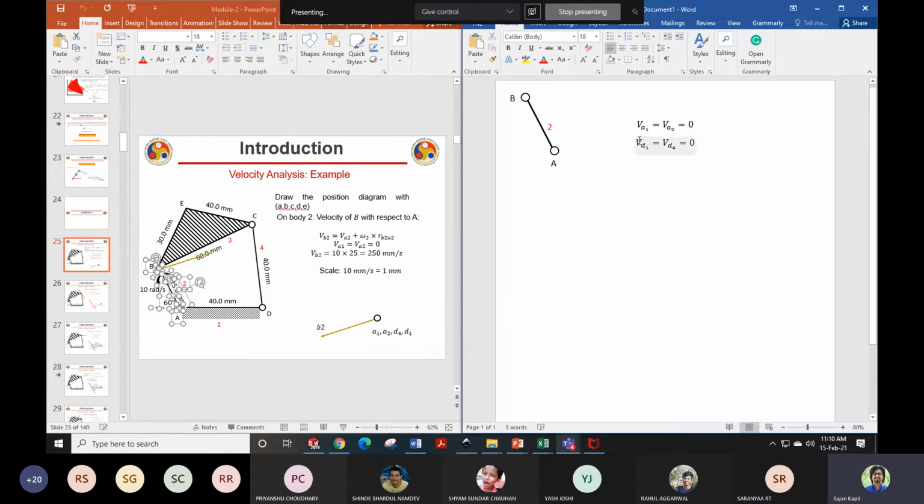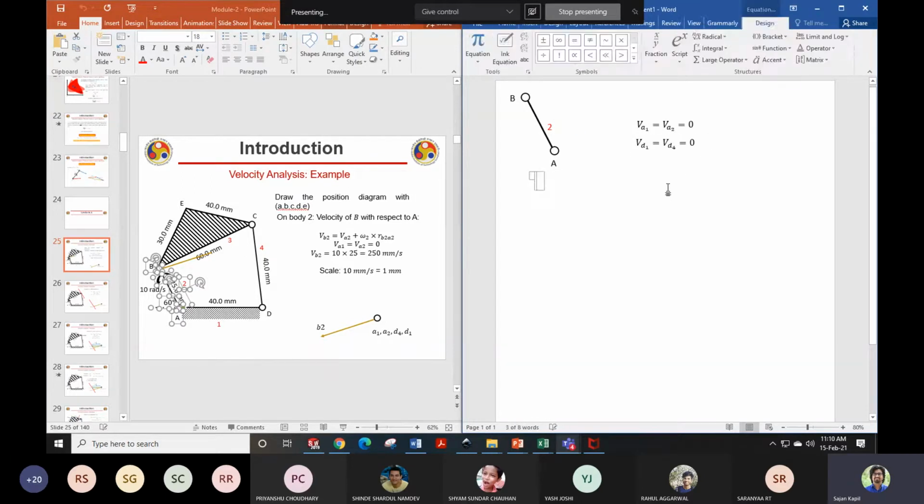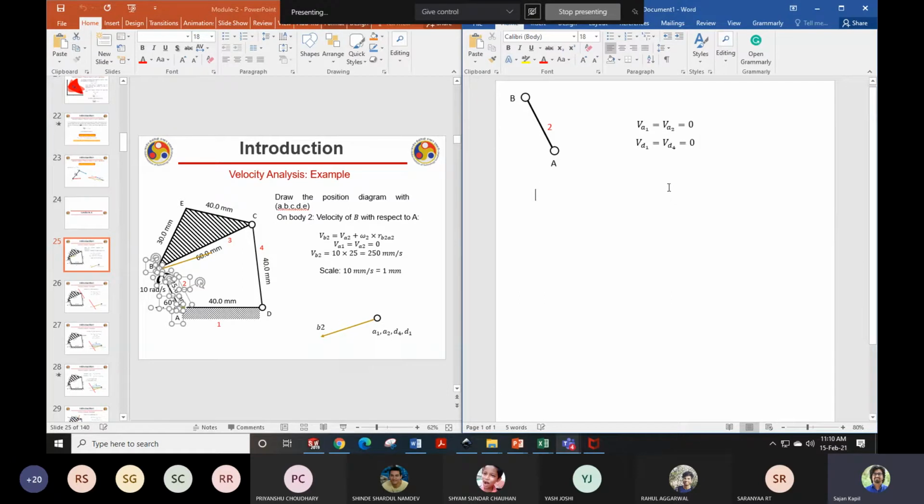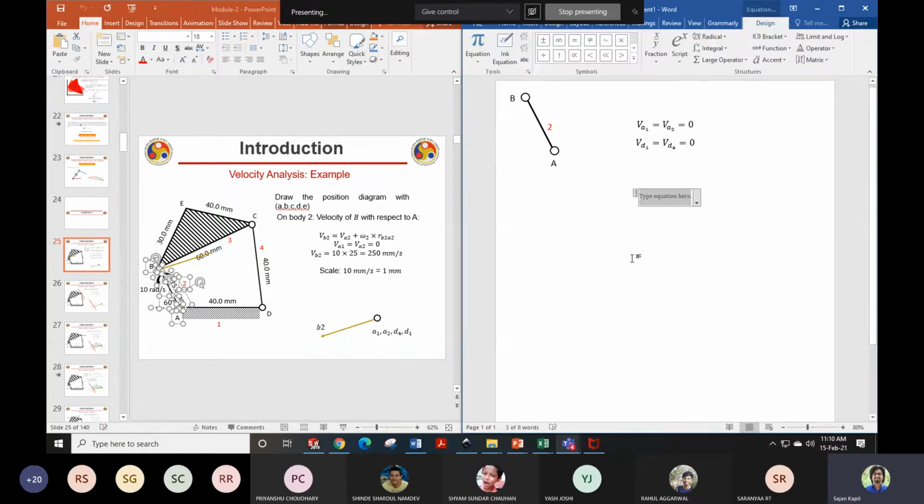Let us write the velocity equation for this particular rigid body. You remember that we already discussed it, right? I'm interested in the velocity of point B when it is assumed to be on body 2, which will be equal to, how to write this? Who will tell me? Ankit Oja, tell me the equation, if I apply it to this particular body where there are 2 points A and B.